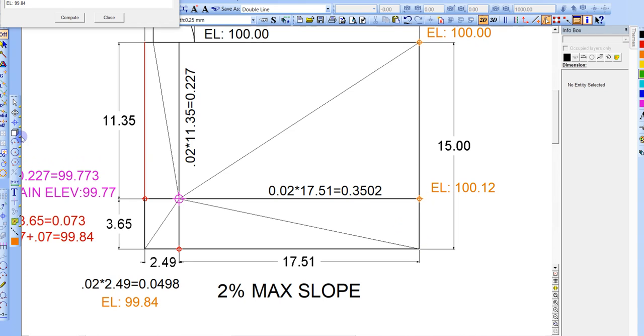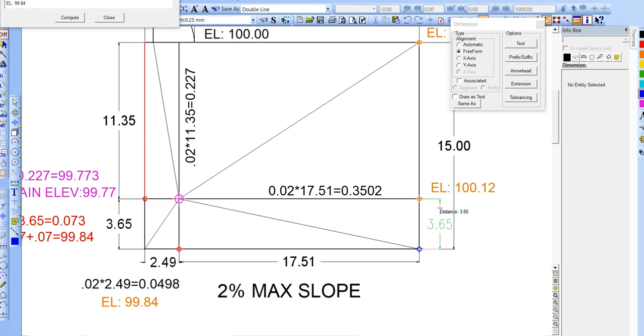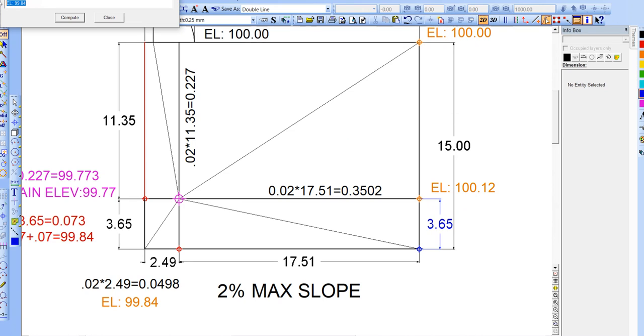You could make from this point to this point. Let's draw the point, and we'll make it blue. All right, so you could have this one here sloping up, and then this one's going to start sloping down to here. You could slope it from here to here and from there to there by prorating it. So you go 17, and then this dimension right here is 3.65. So you go 3.65 divided by 17.51.